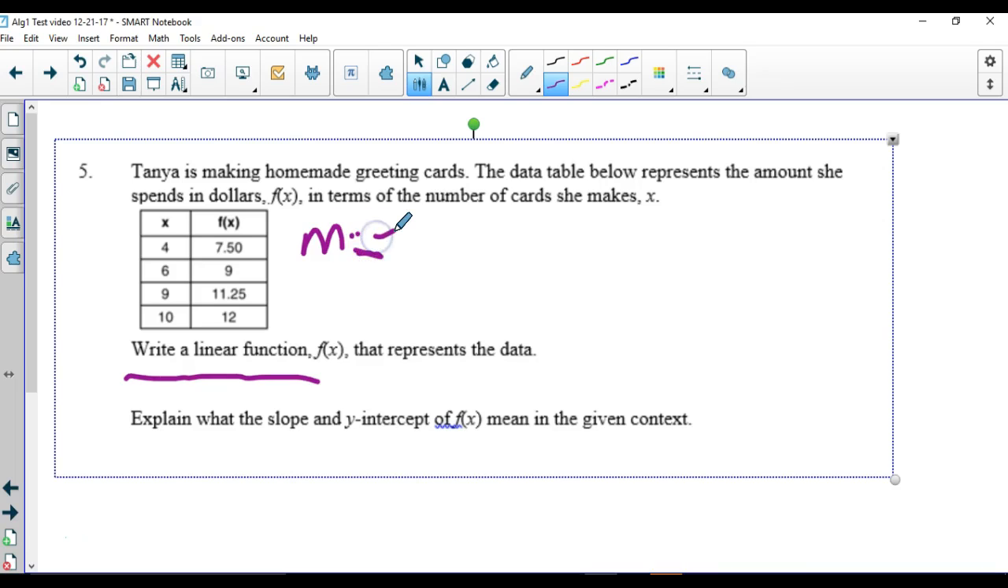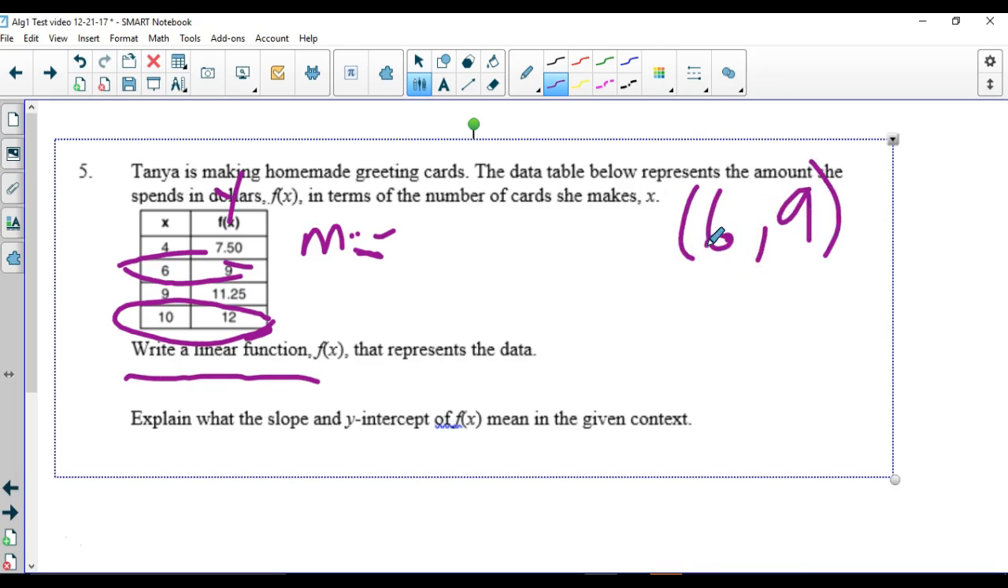So I'm going to choose 2 points. I can choose this point, and I'll choose this point. But again, you can choose any points, this will work. I'm going to make this x, I'm going to make this y. So I'll write them out so we can see them. One is (6, 9). The other point is (10, 12).